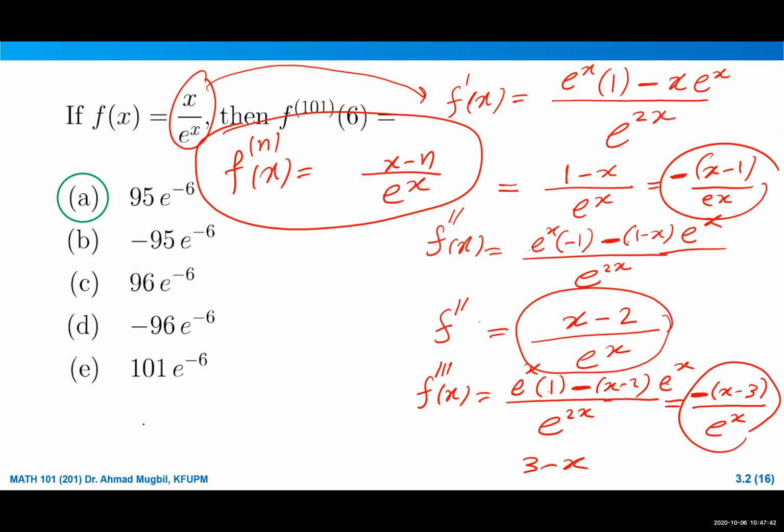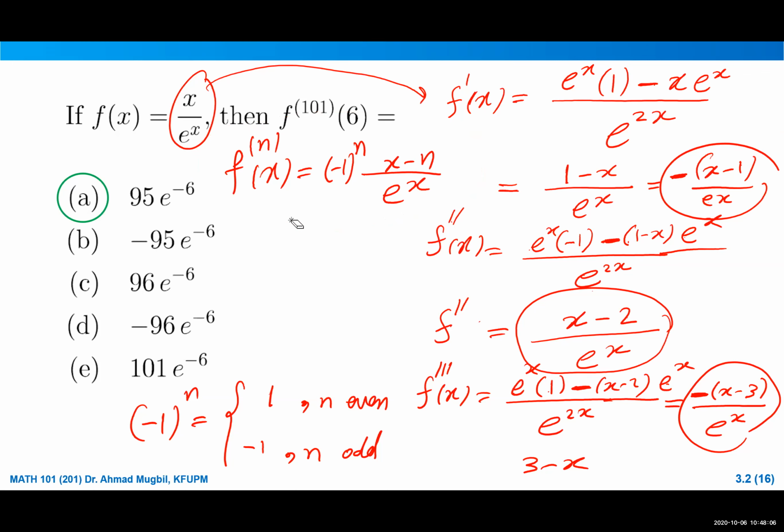So do you remember what negative 1 to the power n is? Negative 1 to the power n, shabab, it is 1 if n is even, and it is negative 1 if n is odd. Do you remember that? So this is what we are going to write here. It will be negative 1 to the power n. This will give me negative 1 if n is odd, and will give me positive 1 if n is even. Now this is the nth derivative at x.